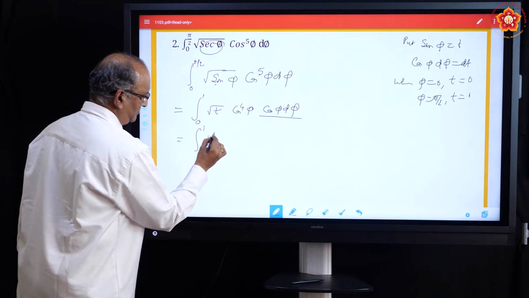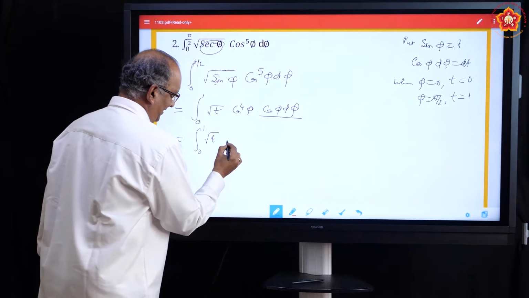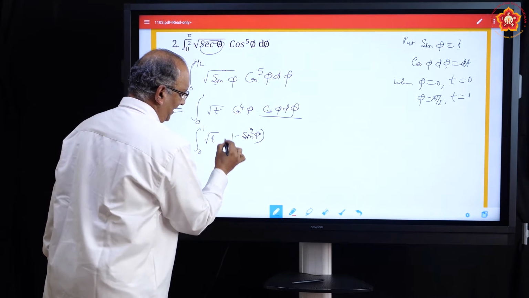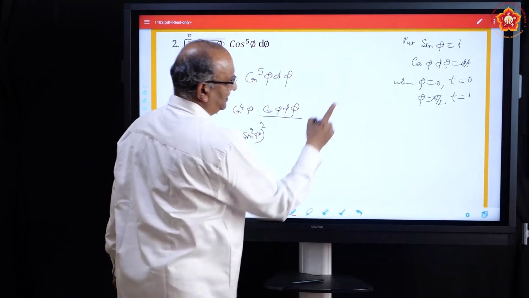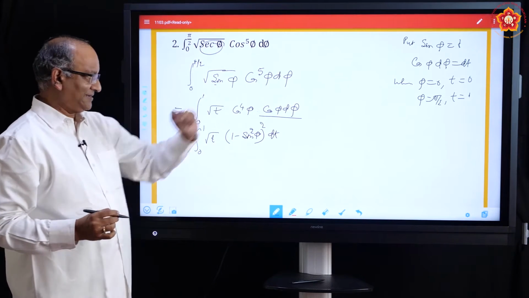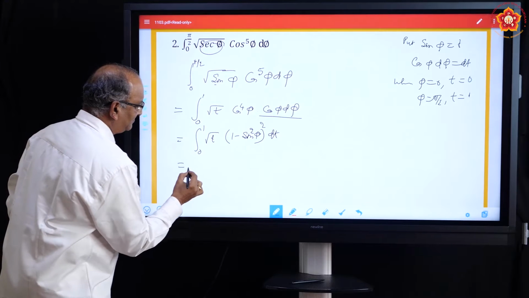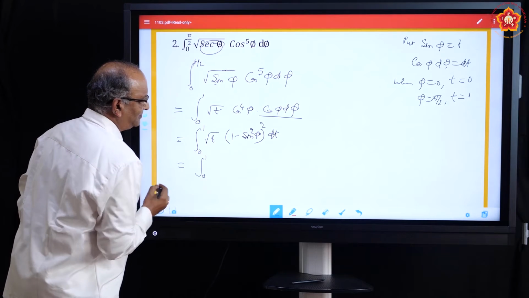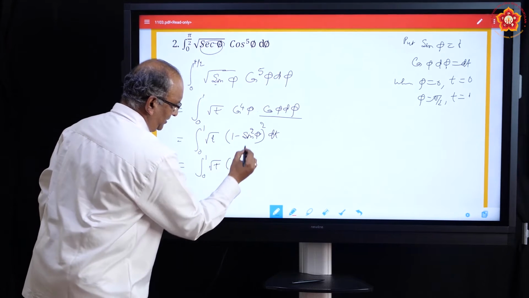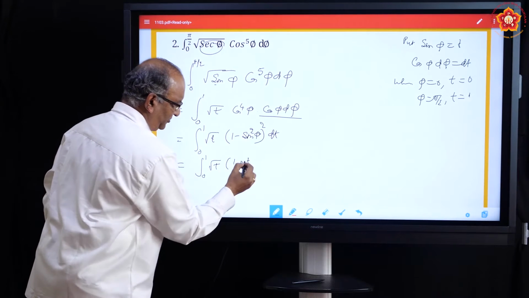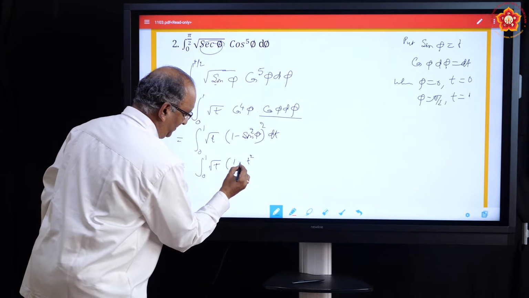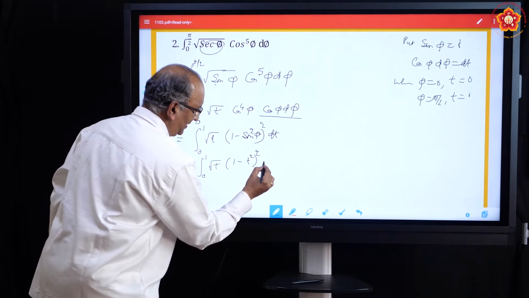0 to 1 root t. This can be written as (1 minus sin square phi) whole square. Cos phi d phi becomes dt. Sin phi we have taken as t. So the problem becomes integration from 0 to 1 of under root of t into (1 minus t square) whole square dt.